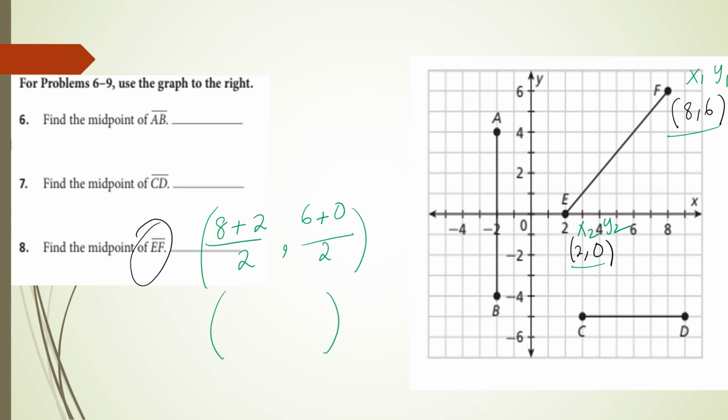8 plus 2 is 10. 10 divided by 2 gives you 5 and 6 plus 0 is 6. 6 divided by 2 gives you 3. So the midpoint is (5, 3), and even if you visualize for this line, the midpoint is here. Fair enough, your work is (5, 3), which matches with the visualization also. So your work is correct.